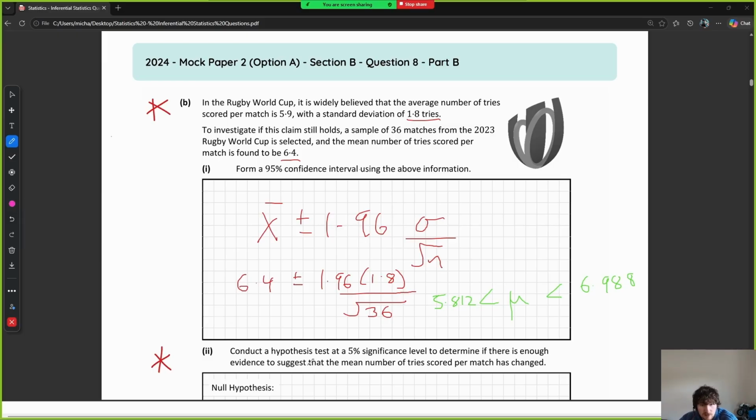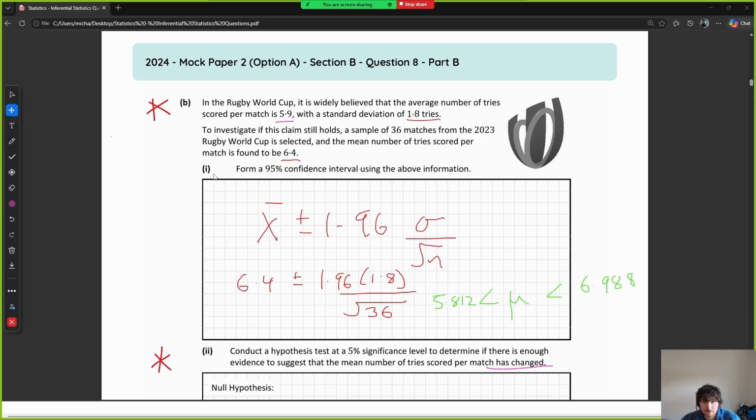The next one is a hypothesis test. Conduct a hypothesis test at the 5% significance level to determine if there is enough evidence to suggest that the mean number of tries has changed. You can nearly know what the conclusion is already, because the 5.9 is within the interval, so H0 is going to win. But we'll go ahead and do this anyway.